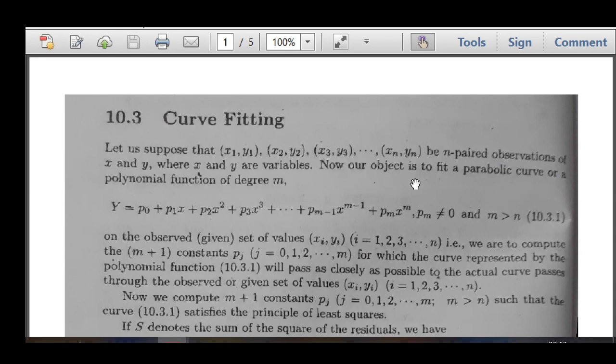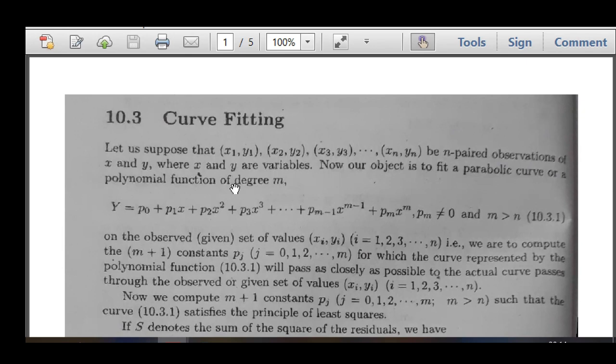Now our objective is to fit a parabolic curve or a polynomial function of degree m. It is a specific one; it can be any curve. Let us study this one because the general procedure is exactly the same as we will discuss here. So now we fix our objective to fit a parabolic curve or a polynomial function of degree m.